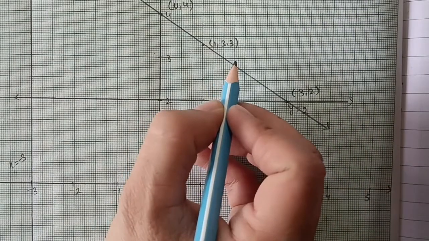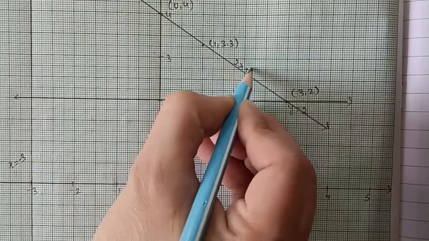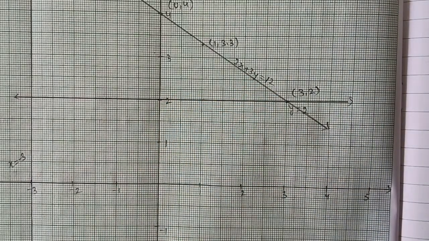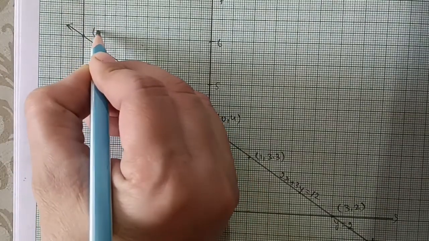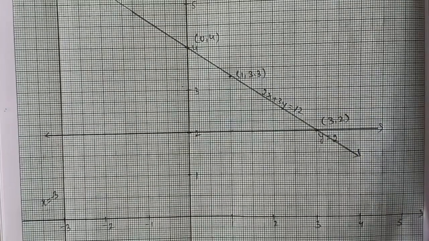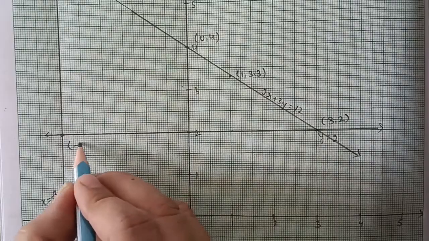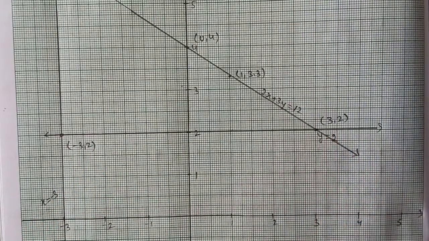So this third line is for 2x plus 3y equal to 12. All the 3 intersecting points we have to write. So first intersecting point is this minus 3, 6. Second intersecting point is this minus 3, 2. And third intersecting point is 3, 2.